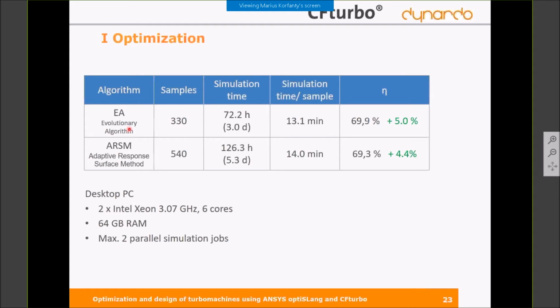For both optimization methods, the EA and the adaptive response surface method, we gain about 5% in efficiency. The EA took about 3 days, the adaptive response surface method about 5 days. So it was a little bit slower to find the optimum. But 5 days are a reasonable time for an optimization, and this was done on a normal desktop PC. The simulation time per sample was about 15 minutes.